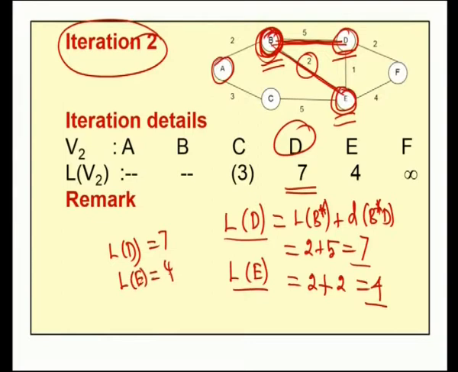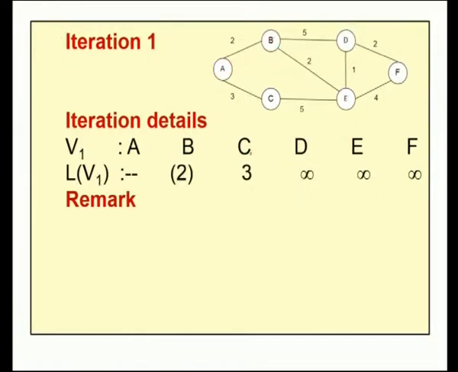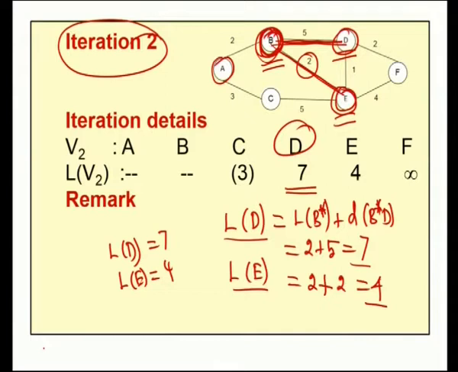But here we should make a point that in the previous iteration, our node C has a permanent label 3. So, by making use of this idea, in this iteration 2, we have to include the node C also. So, the labeling value for node C is 3. So, in iteration 2, the labeling for node D is 7, E is 4 and for C is 3. Out of this, 3 is the minimum.